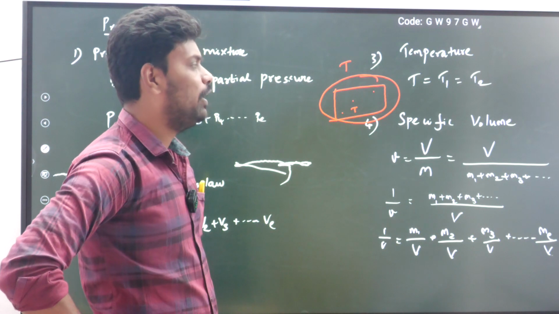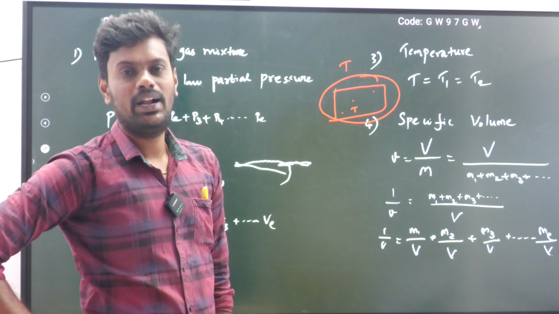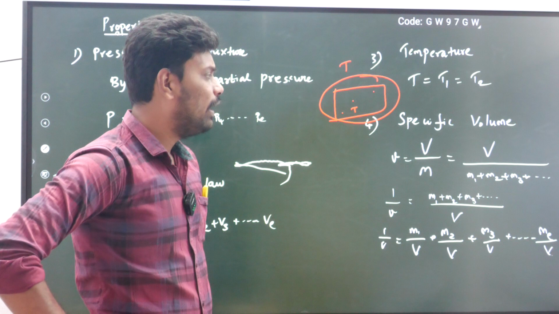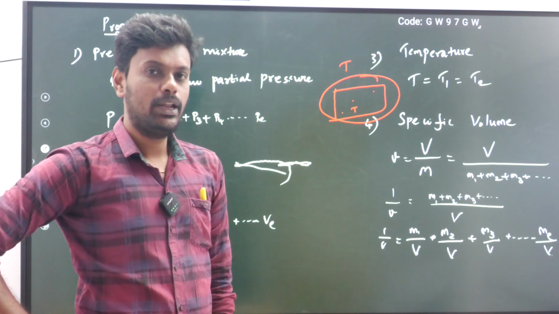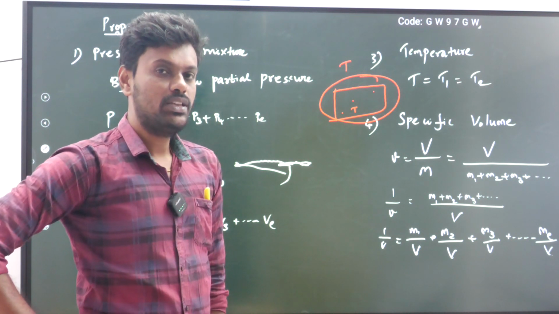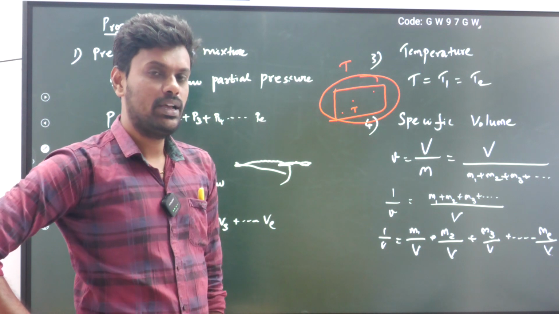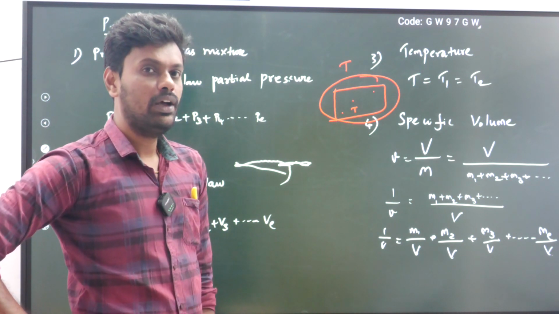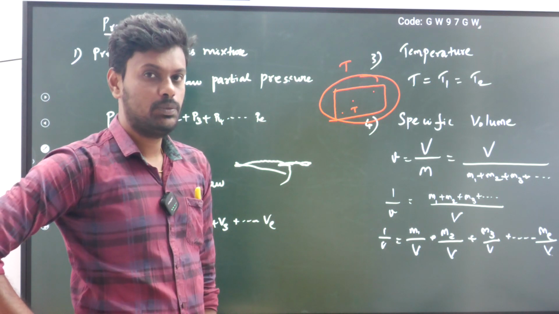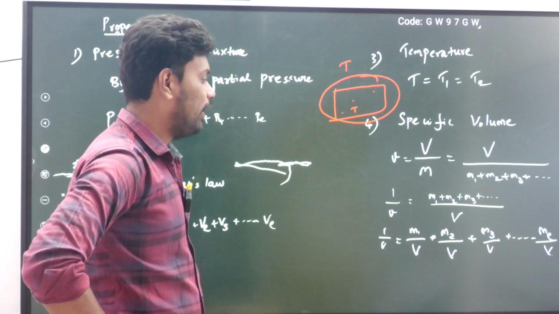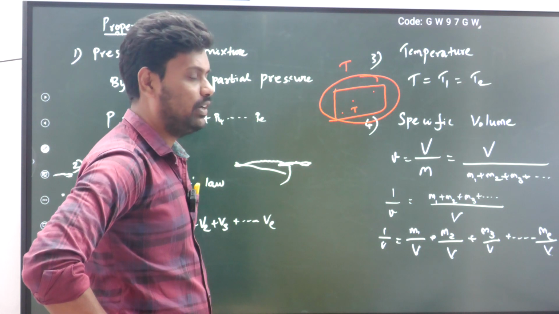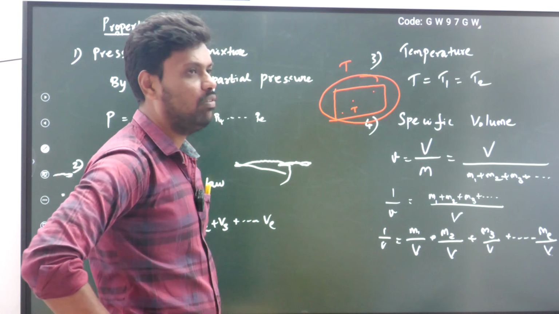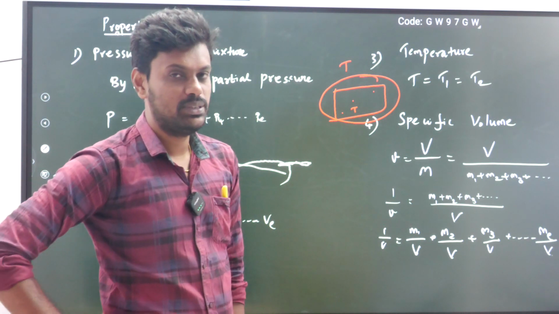Next is specific volume. The specific volume formula is volume by mass. Suppose there are n number of gases, so m1 is the mass of one gas, m2 is the mass of another gas. If you divide the volume by the mass, you will get the specific volume. To simplify further, instead of writing specific volume, I am writing the reciprocal.